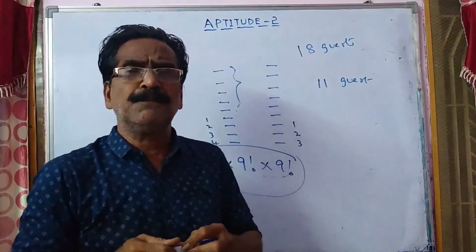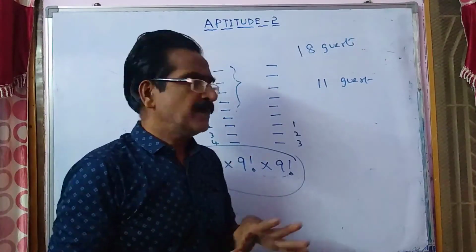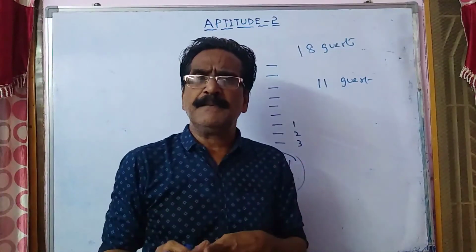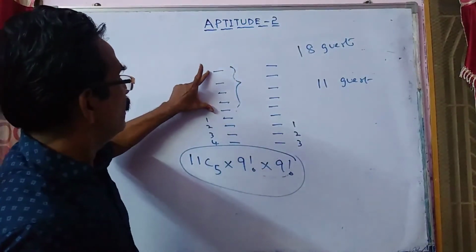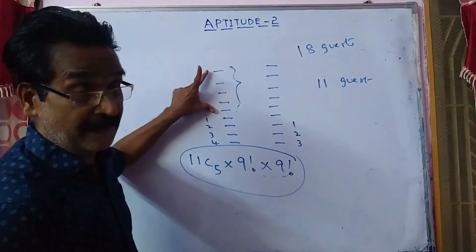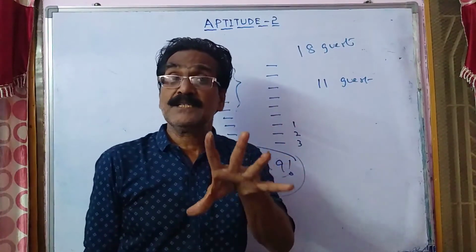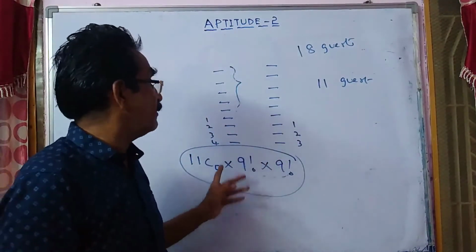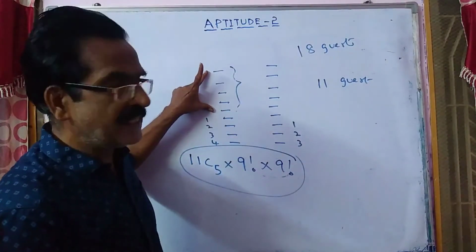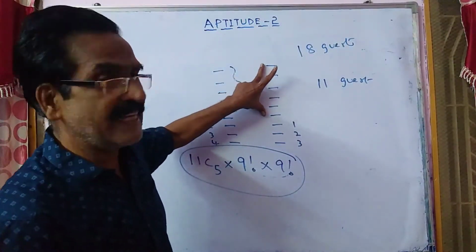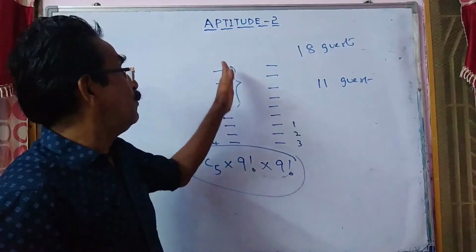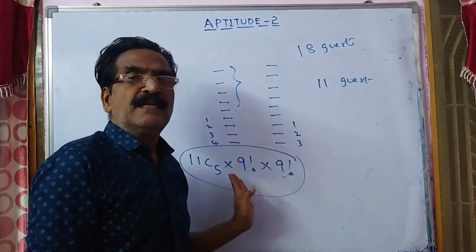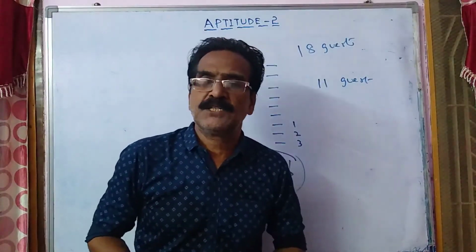The simple thing is here 4 persons are fixed, here 3 persons are fixed. So now 11 guests will be remaining. So you have to fill 5 more persons here. So you have to select 5 guests from the remaining 11 guests. That is 11C5. So here 5 guests are seated, and the remaining 6 guests are seated here. Now the total 9 guests can be permuted in 9 factorial. Here also 9 factorial. 11C5 into 9 factorial into 9 factorial is your answer, friends.